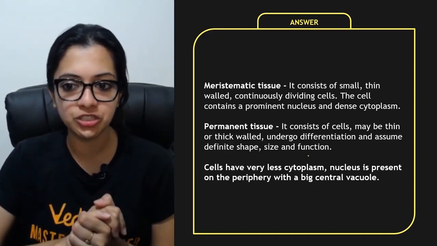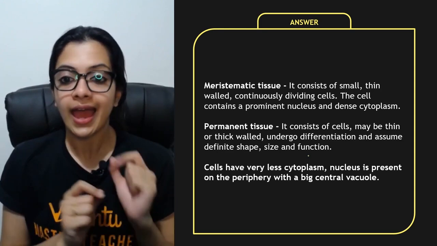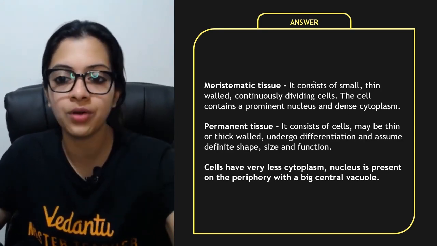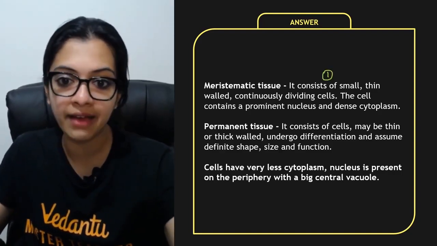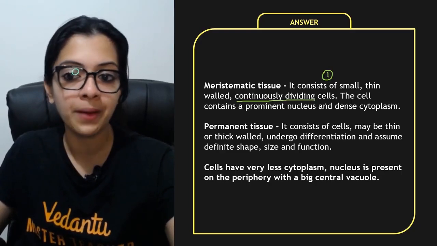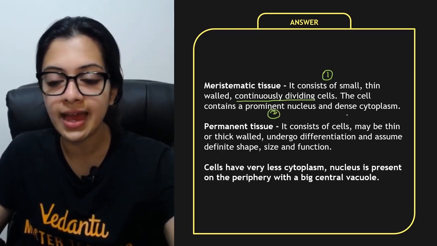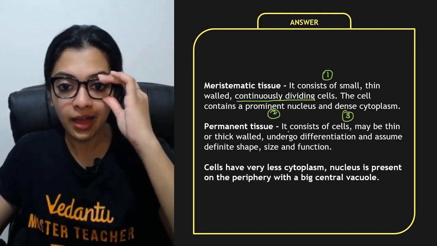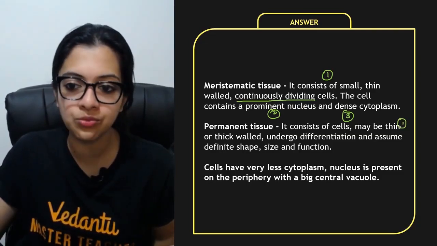Meristematic tissue consists of small, thin-walled, continuously dividing cells, and the cell contains a prominent nucleus and dense cytoplasm. So this is point number 1. What kind of cells would it have? Continuously dividing cells is one major point, and then a prominent nucleus and dense cytoplasm. Permanent tissue, remember, consists of cells which may either be thick or thin-walled.